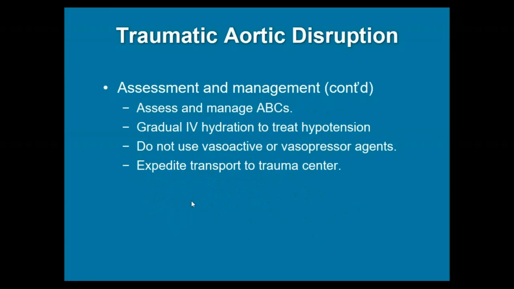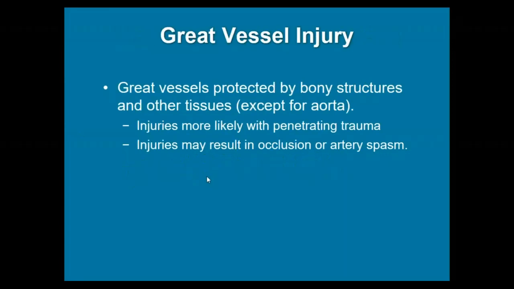What do we do for it? Assess ABCs, gradual hydration, permissive hypotension is your friend here. We don't want to do anything that's going to raise the pressure enough to cause that thing to completely rupture. So we've got to be careful. Do not, under any circumstances, use a vasopressor that can cause that weakened aorta to rupture. And we need to get them to a trauma center the second it happened, if not before.